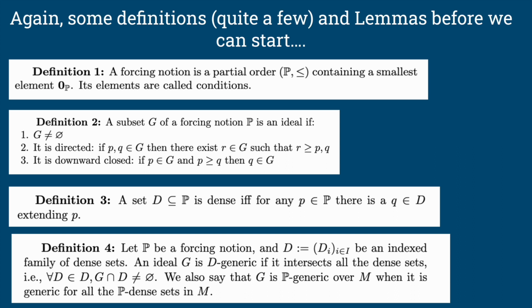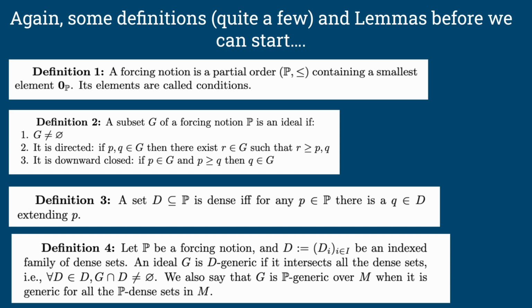So definition number 2: a subset G of a forcing notion capital P is an ideal if it's not empty. This simply means that the subset G contains at least one condition from the forcing notion capital P, because an empty set would not be useful for forcing, since you would need some conditions to work with. It has to be directed. So if P and Q are in G, then there exists R in G such that R is, in this context, greater than P and Q. This simply means that the condition is stronger than both P and Q.